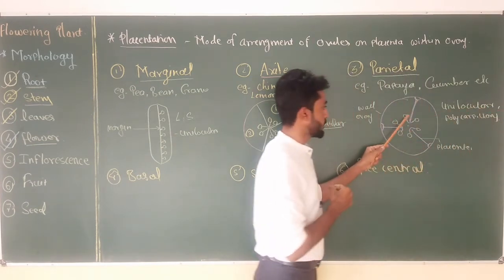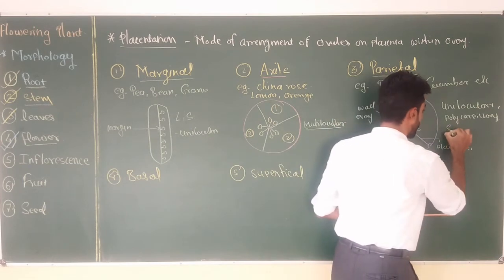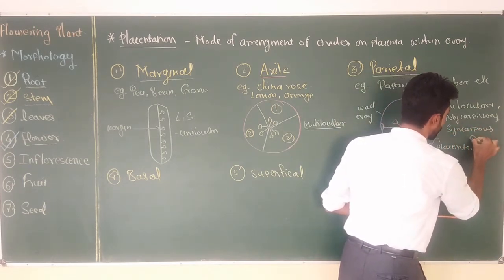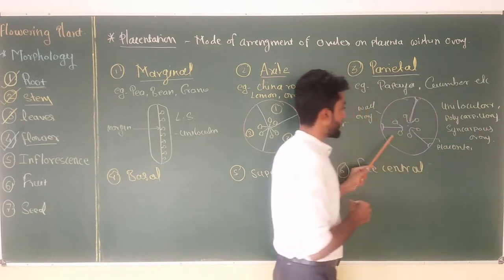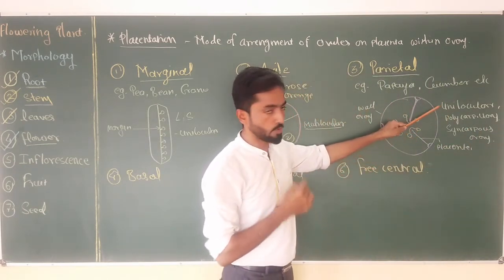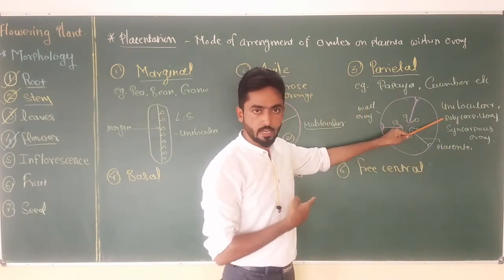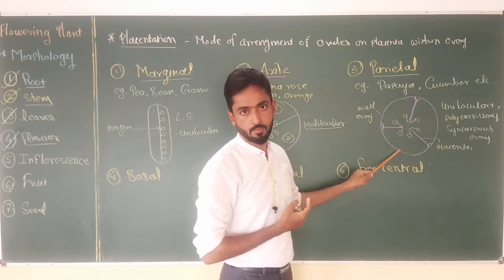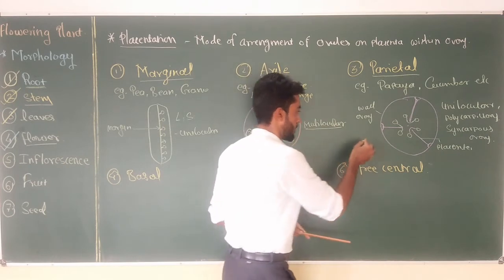And ovules are fused, so syncarpous ovary. So you can define this type of ovary as unilocular, polycarpellary, syncarpous ovary. An example is cucumber. Okay.